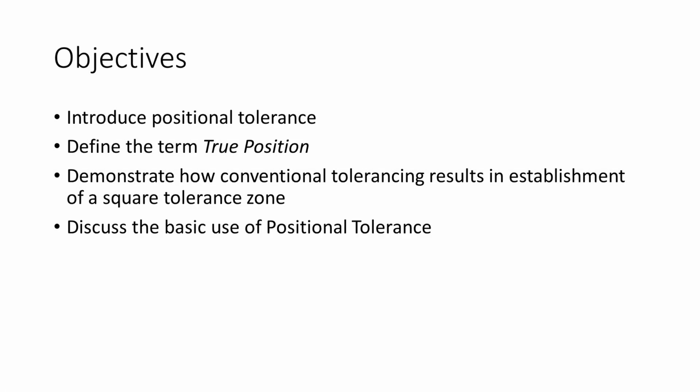This video illustrates the basic concept of positional tolerance as it relates to locating cylindrical features of size. The objectives covered in this video include introducing positional tolerances, defining the term true position, demonstrating how conventional tolerancing results in establishment of a square tolerance zone, and discussing the basic use of positional tolerance. Please pause and replay sections of this video as needed to ensure you are understanding the content.